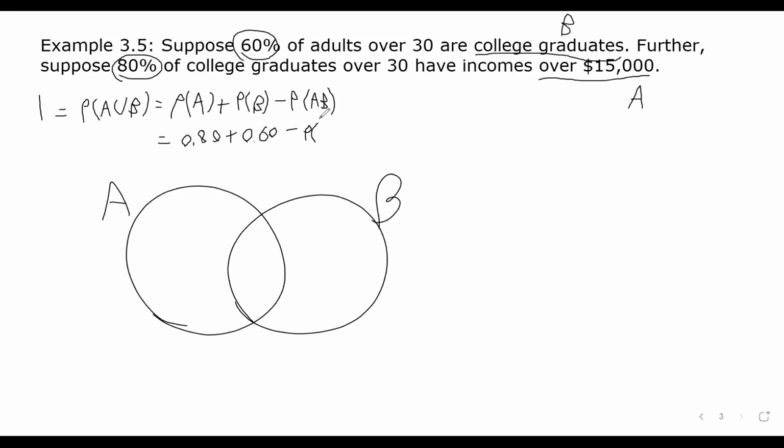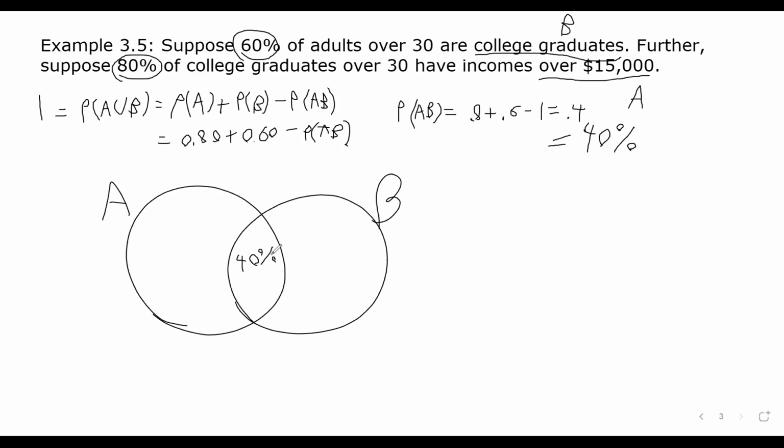minus this probability. Solving for this probability, you have that P of AB is equal to 0.8 plus 0.6 minus 1, and that's equal to 0.4. So that 0.4 is 40%. So 40% are both college graduates and make over 15,000. So 40% are in the intersection.